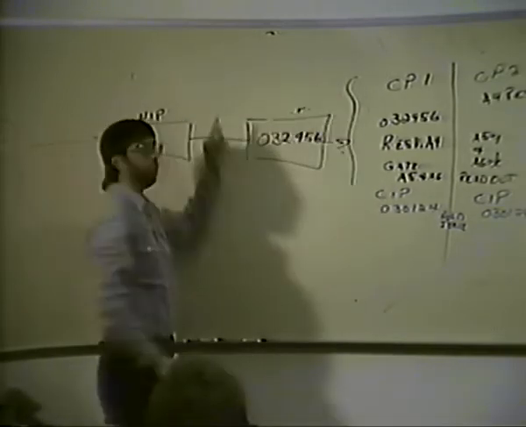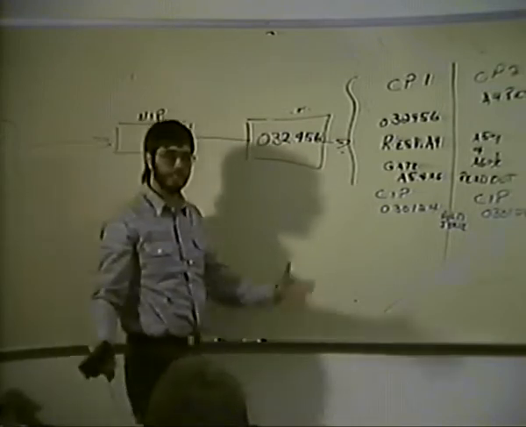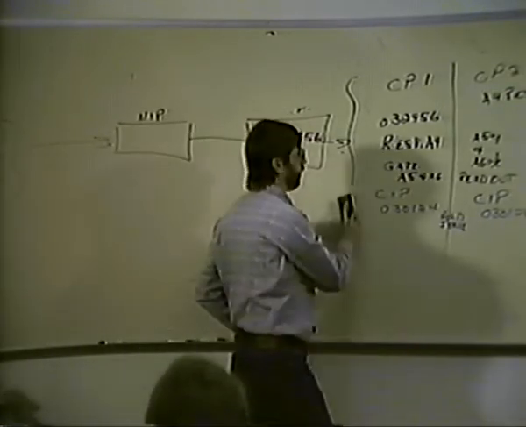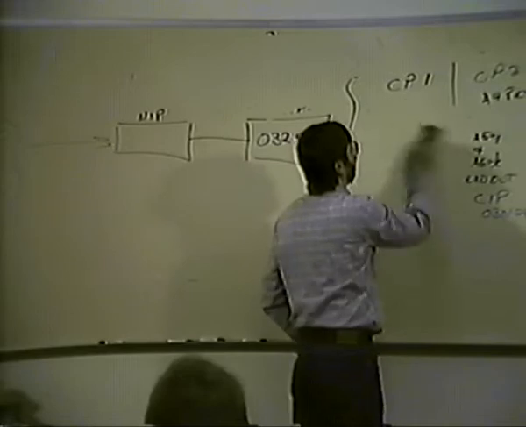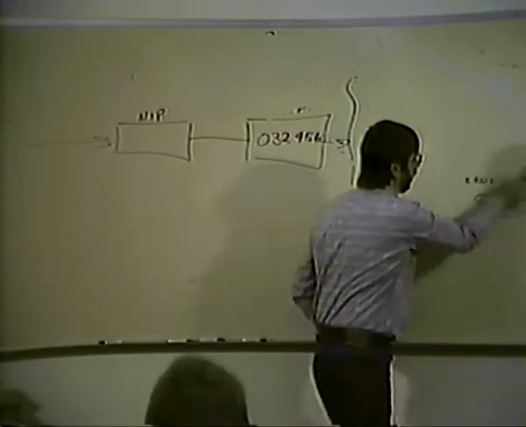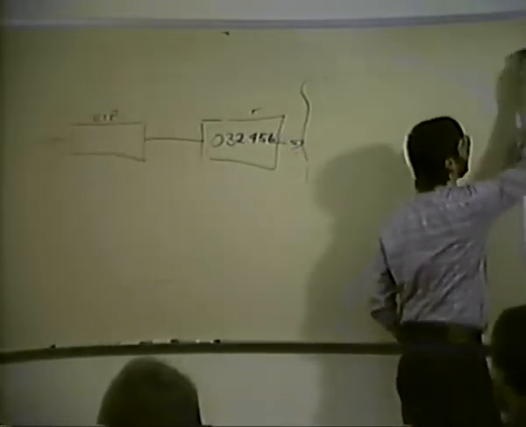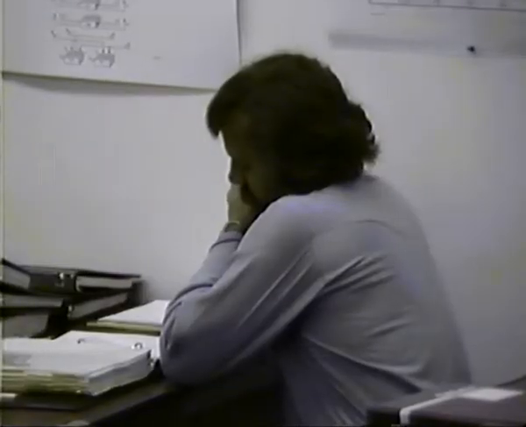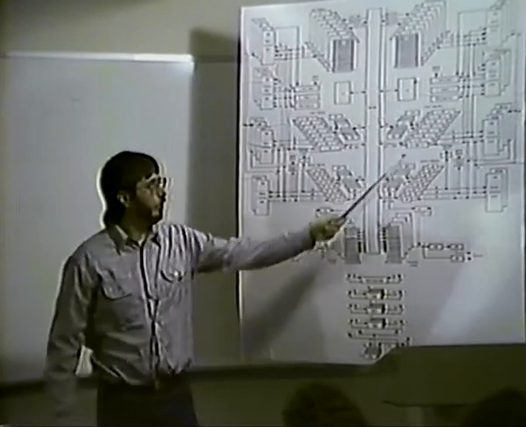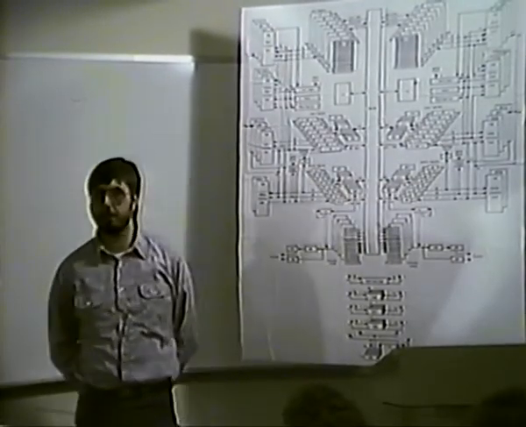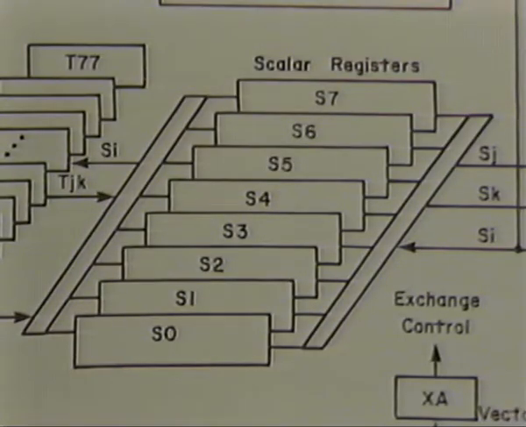Now the same thing holds true for S registers. You get different values than the value of S0. Let's talk about the S registers then. There are 8 S registers, S0 through 7, just like the A registers. The S registers, however, are 64 bits in length. So that's one difference.